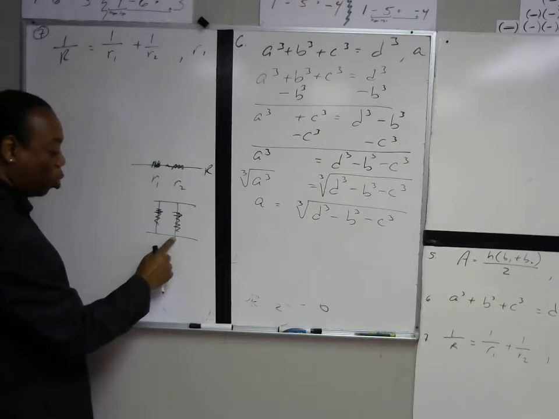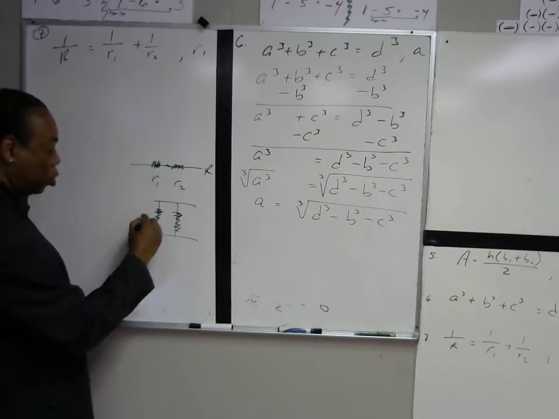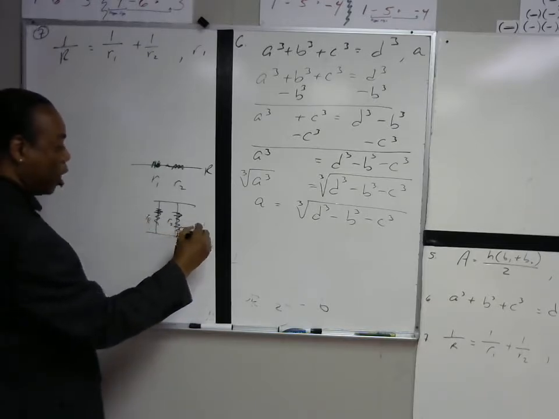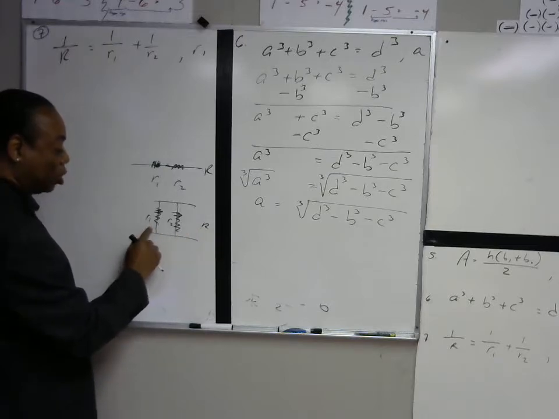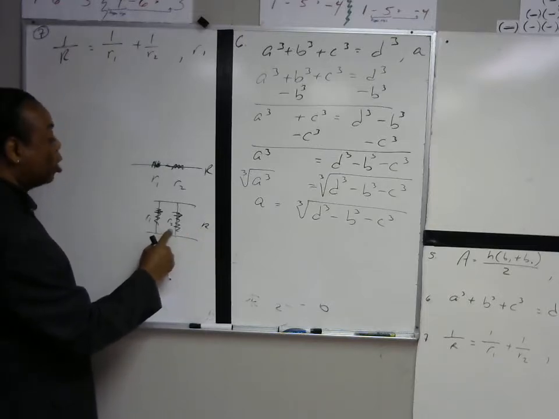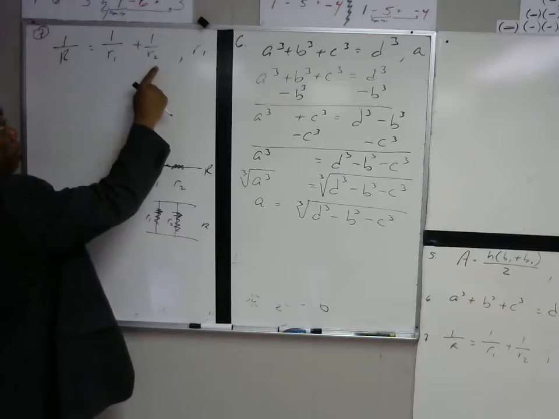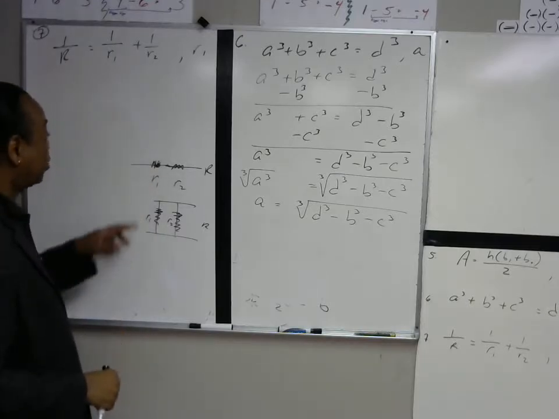kind of like a railroad track on here. This is your R1, this is your R2. The final resistance is not found by just simply adding the R1 and R2. They're found by using this formula right here. So we're going to use this formula to isolate R1.